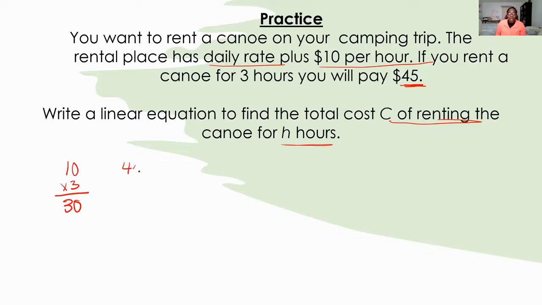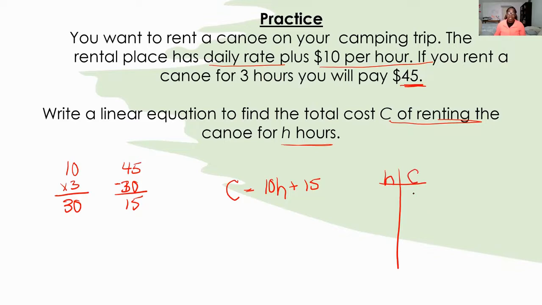So difference means what operation? Subtraction. So guess what? That 15 has to be the daily rate. So if I get here, I got my y equals my slope, which is 10x, plus the 15. So if we want to check it, let's go with a table of values. So instead of an x, it should be an h, right? And instead of a y, it should be a c. So this is going to be my h, and this is going to be my c.